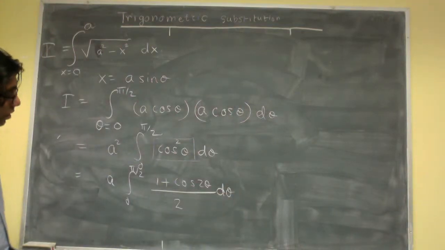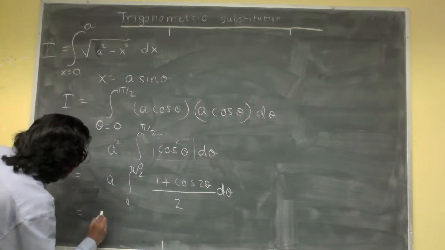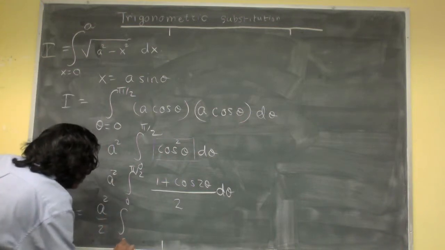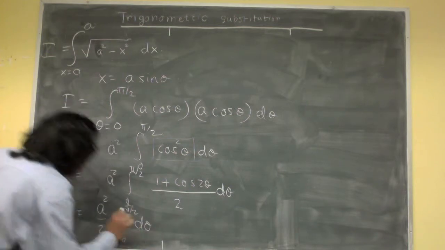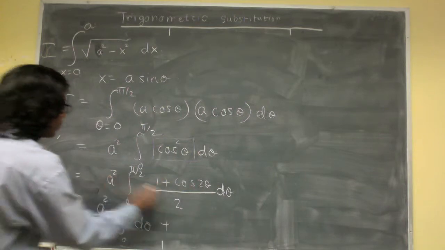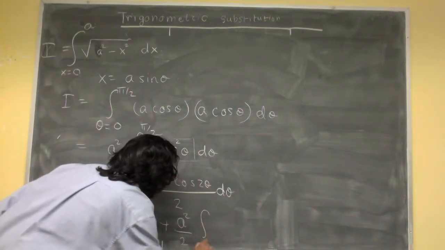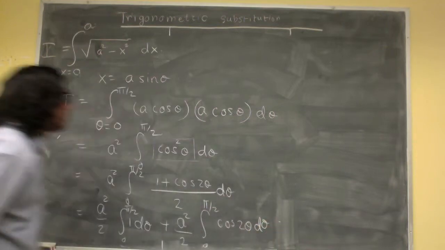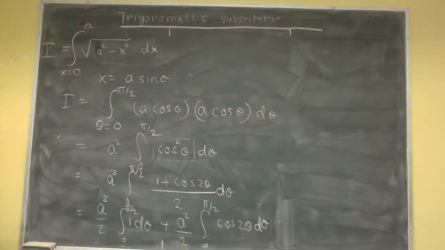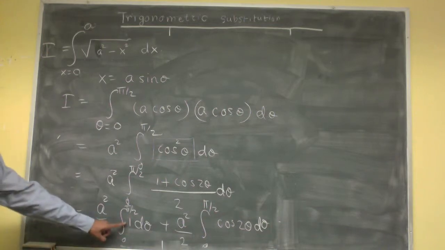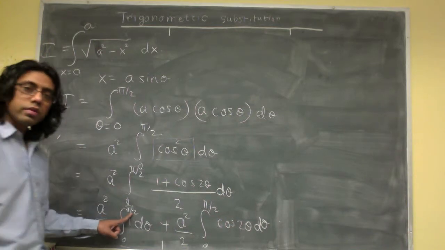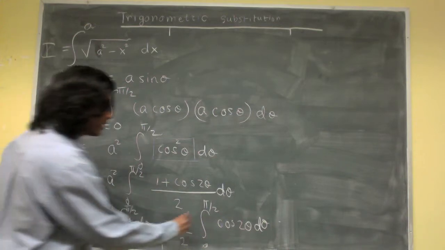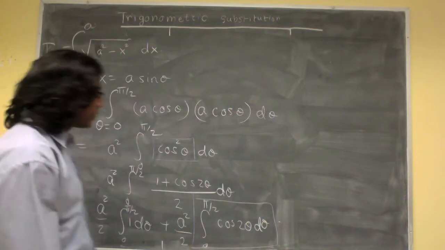Okay, so the first integral is a squared over 2, integral 0 to pi over 2 of 1, and then the next integral is a squared over 2, integral 0 to pi over 2 of cosine of 2 theta d theta. Okay, so the first integral is very easy. This is just theta from 0 to pi over 2. So this will become pi by 2 minus 0. So this is easy. How about the next one? Next one is also easy.